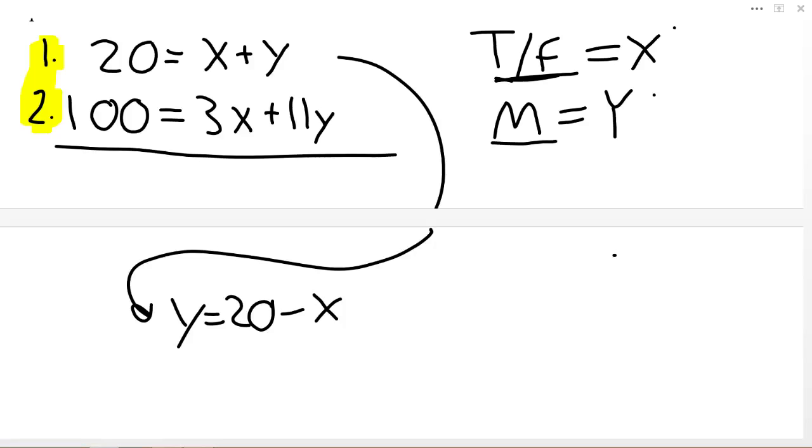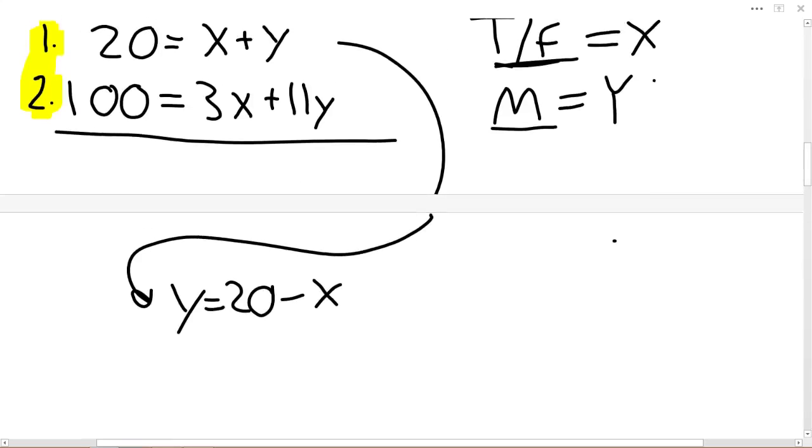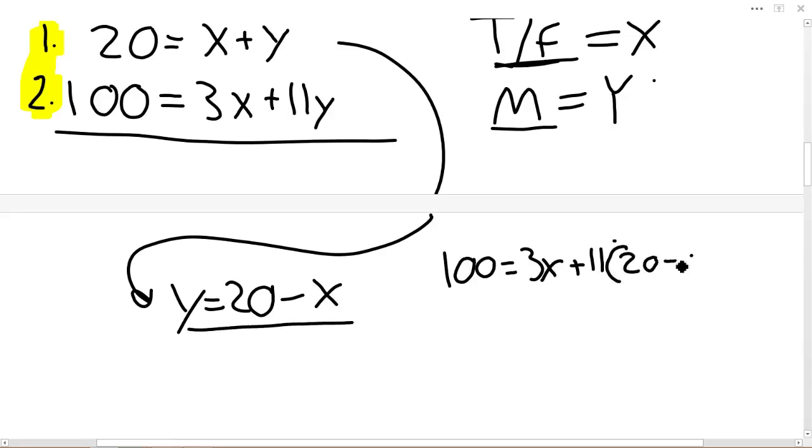So let's plug in the solution for y. Okay, let's plug in this solution for y on the second equation, and then we'll figure out what our x is. So our second equation, we have 100 equals 3x plus 11 times y. Remember we said y is going to be 20 minus x. And then let's just solve for x, you guys.